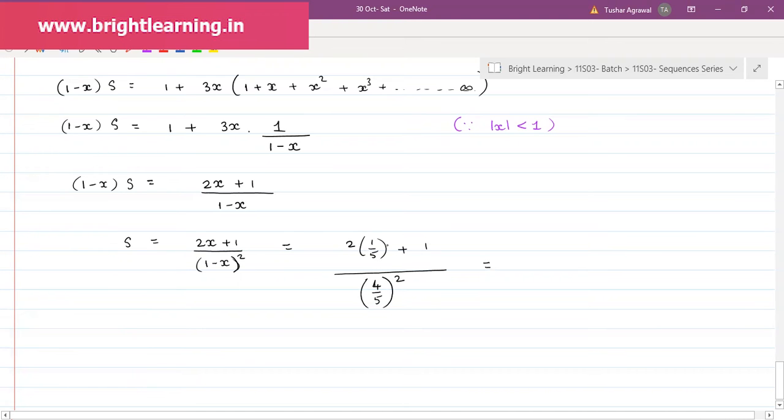This is 2 by 5, 7 upon 5, multiplied by 25 upon 16. So this turns out to be equal to 35 upon 16. Correct?